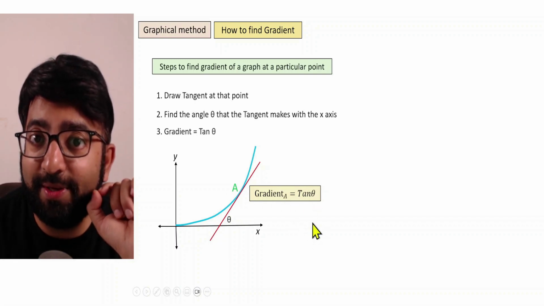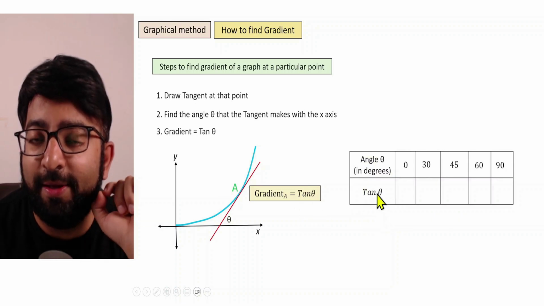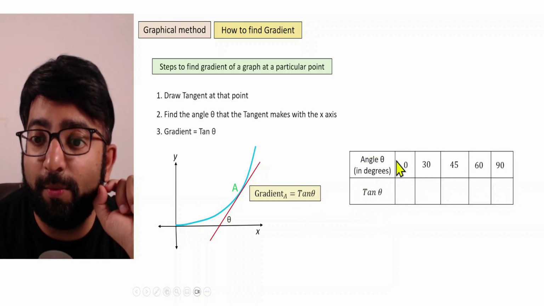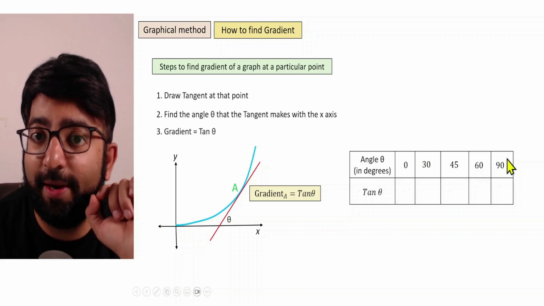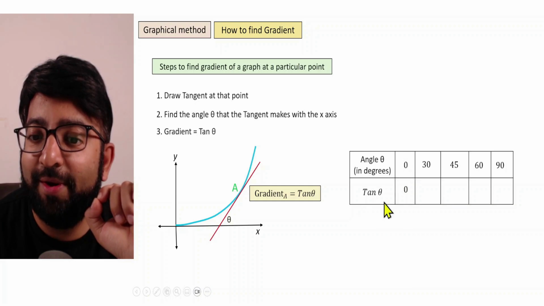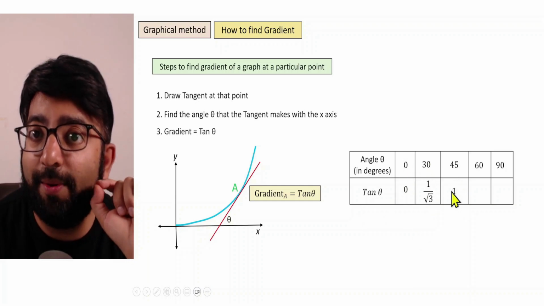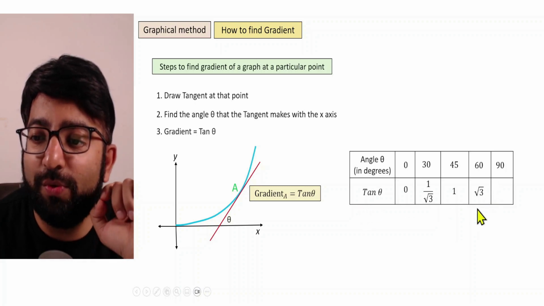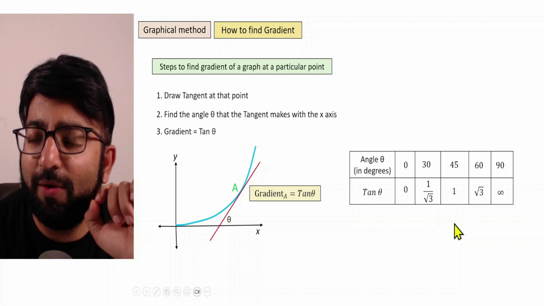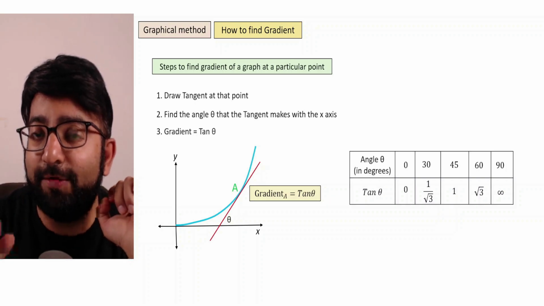Now, since we are dealing with tan, it is important for students to remember basic values of tan. So here are different angles given from 0, 30, 45, 60, and 90. So the value of tan theta is 0 when theta is 0. Tan 30 will be 1 upon root 3. Tan 45 will be 1. Tan 60 is root 3. And tan 90 is infinite or not defined. It is important for us to remember these basic values for tan.